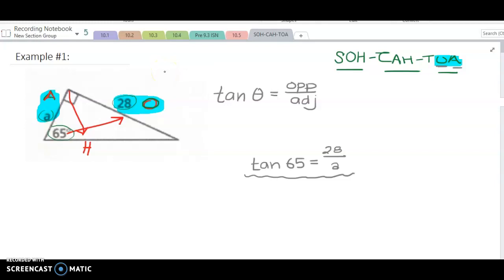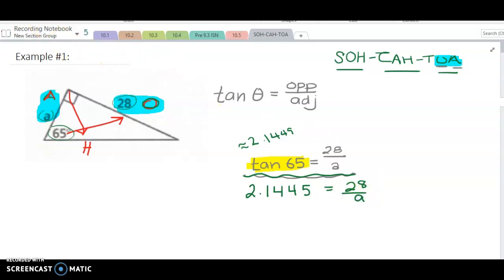All right, so if we go back to example 1, this is how we set it up. Tangent of 65 equals 28 over A. Now if you remember, we can plug this into our calculator and our calculator will give us the value of tangent 65. So make sure your calculator's in degree mode, then put tangent 65 in your calculator and you should get roughly 2.1445. Okay, so I'm just going to substitute that in. So 2.1445 equals 28 over A.